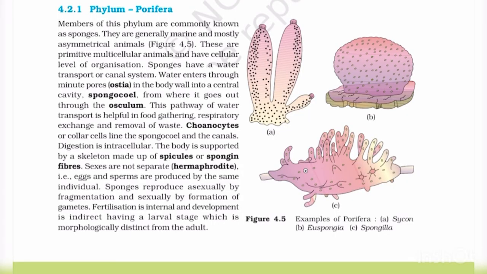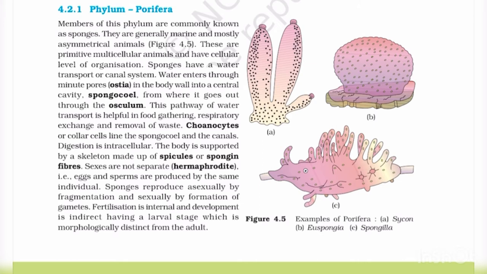4.2.1 Phylum Porifera. Members of this phylum are commonly known as sponges. They are generally marine and mostly asymmetrical animals, figure 4.5. These are primitive multicellular animals and have cellular level of organization. Sponges have a water transport or canal system. Water enters through minute pores, ostia, in the body wall into a central cavity, spongocoel, from where it goes out through the osculum. This pathway of water transport is helpful in food gathering, respiratory exchange and removal of waste.